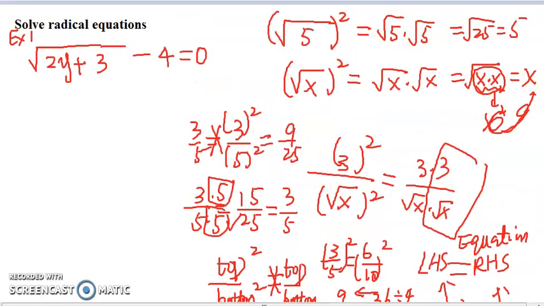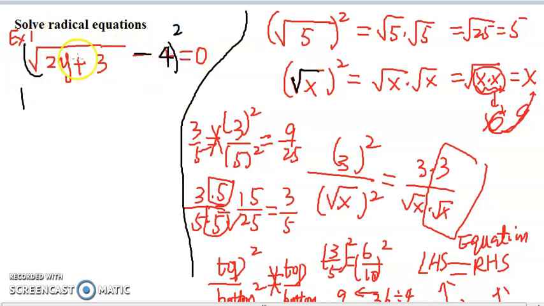So now we can go back to solve this radical equation. What we're going to do is try to square the radical, but make sure that when you square it, there's only a radical sign. There's no plus or minus. In this case, we have a minus 4 here. If you square that directly, it's not going to get rid of the radical sign.